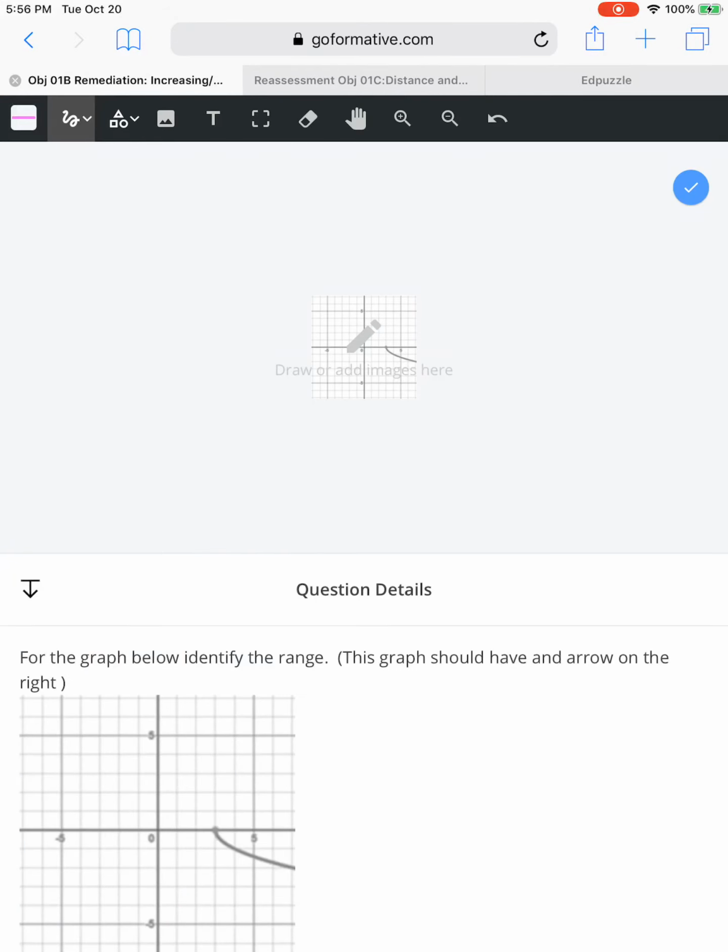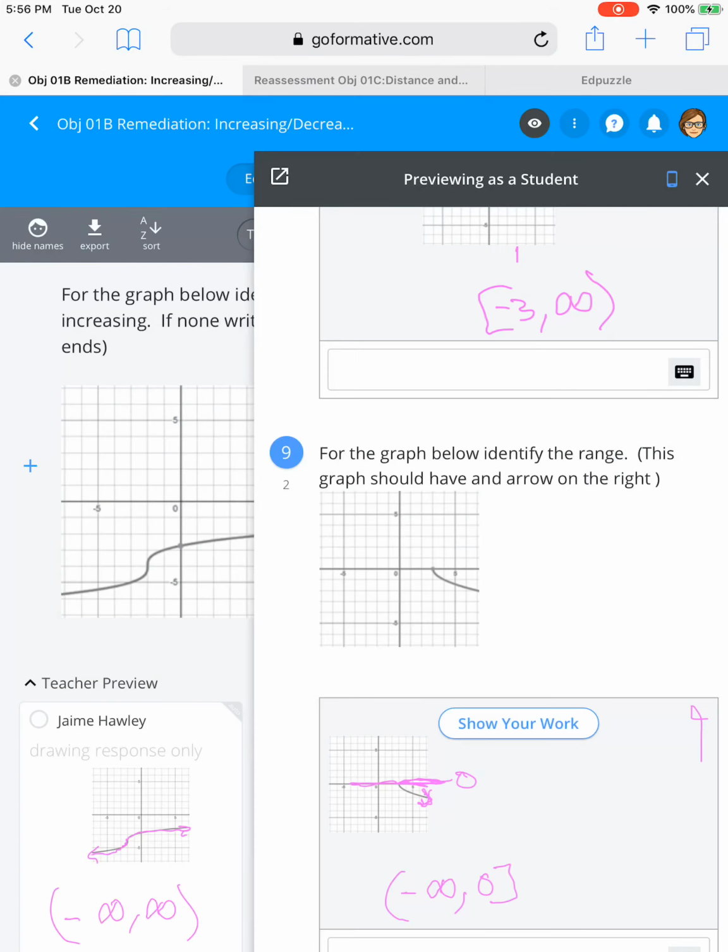Identify the range. The range is a little bit trickier. My graph keeps going down. Okay, I have an arrow down. I always start with that arrow down. So it goes from negative infinity, and then my graph stops right here. Okay, what's my y value when it stops? It is 0. So my range is going to be from negative infinity to 0.